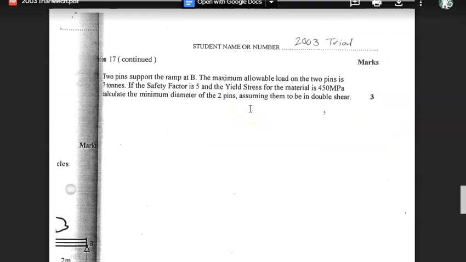Okay, the last question is, two pins support a ramp at B. The pins are in double shear. There's a factor of safety of 5. The maximum allowable stress is 450. You'll notice it's yield stress, right? For bolts, we use yield stress. When we punch a hole through steel, we use the UTS.